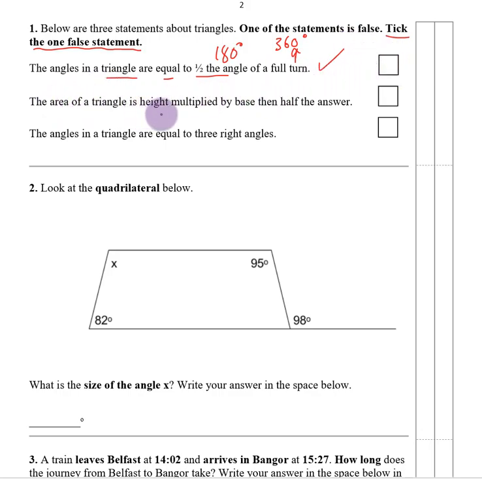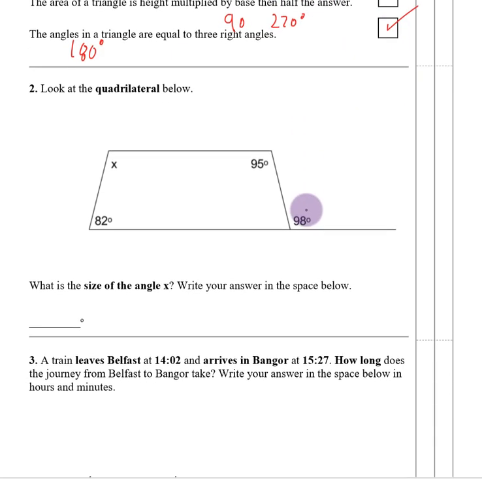The area of a triangle is height multiplied by base, then half the answer. That is true, so we're not going to tick our box here. The angles in a triangle are equal to 3 right angles. So one right angle is 90 degrees, 3 would be 270, and the angles in the triangle are 180 degrees. So this is the false one and the one that we need to tick.